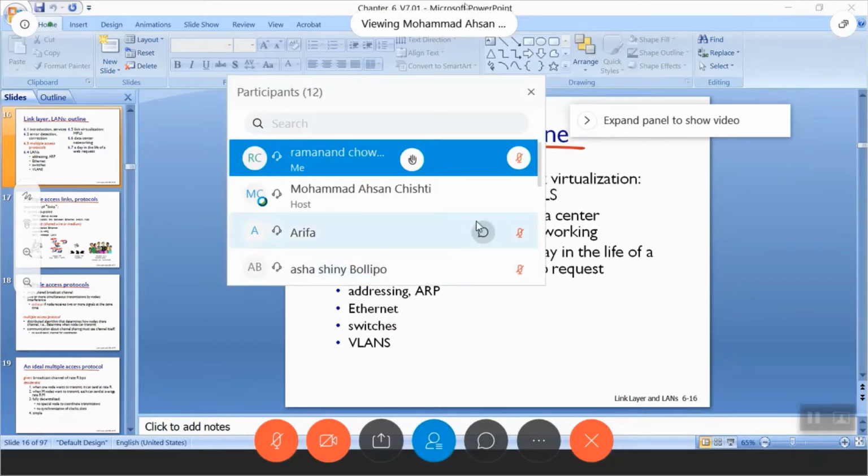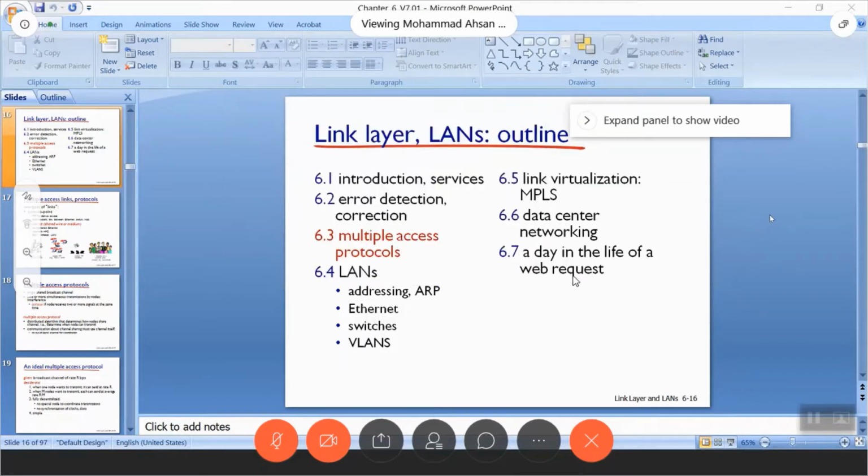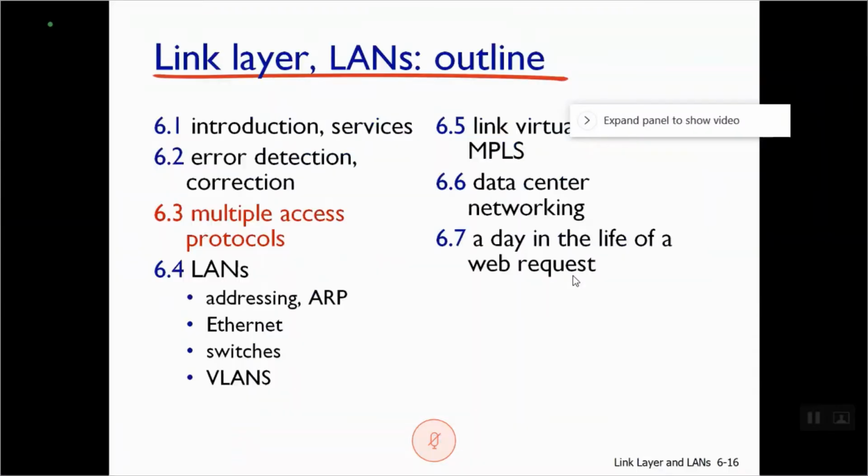All right. So let me start then. After the error detection and correction, the first one was framing: how does the service provided by the data link layer actually make the frames? The second one is how it actually checks and detects the errors. Today's lecture would basically deal with multiple access protocols.